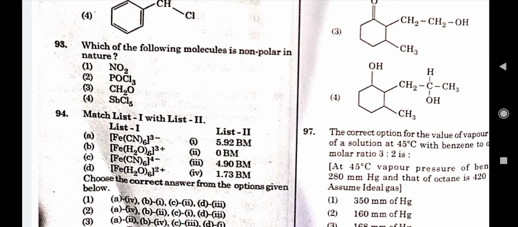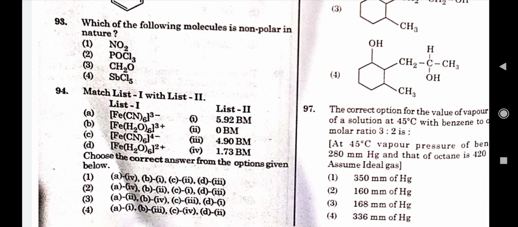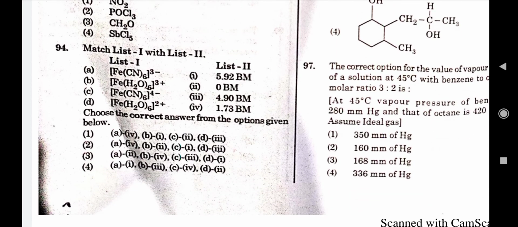Now moving on to question number 93. Which one of the following is non-polar in nature? इसका जो correct option है that is SbCl5, option number 4. Now question number 94. Match list first with list second. इसका जो correct option है that is option number 1.